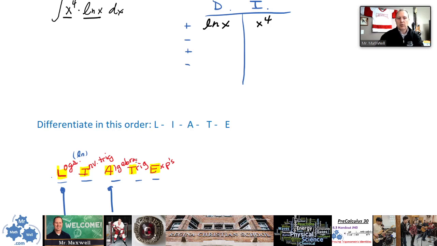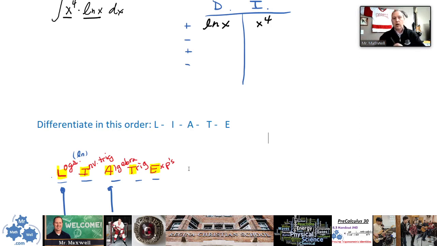A stands for algebra or polynomial, so just algebra. And we usually don't have logs or inverse trig, and usually algebra is the first one we run into, right, so far in our examples. And then trig, like regular sine, cos, tan, and then exponential functions, okay? So that's with the x in the exponent position, so like e to the x, okay? You would differentiate that last, you would integrate that first.